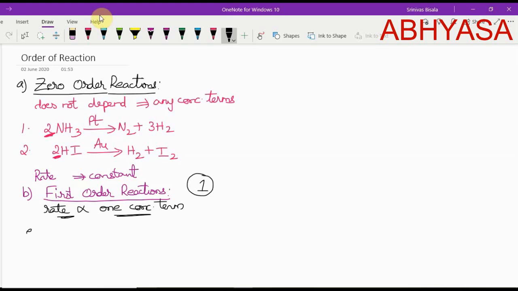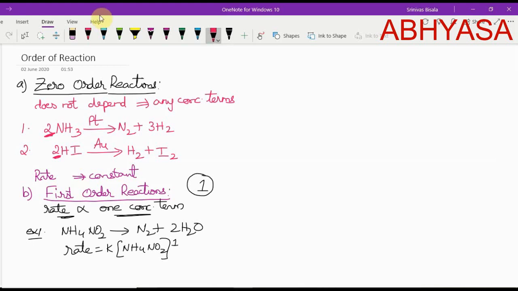Let us take an example. If we take the case of decomposition of NH4NO2, which we already covered, to give N2 and water. Here rate is equal to K into concentration of NH4NO2 raised to the power 1. As here the concentration term NH4NO2 is raised to the power 1, that is the reason why the order of reaction is equal to 1. Let us take another example.